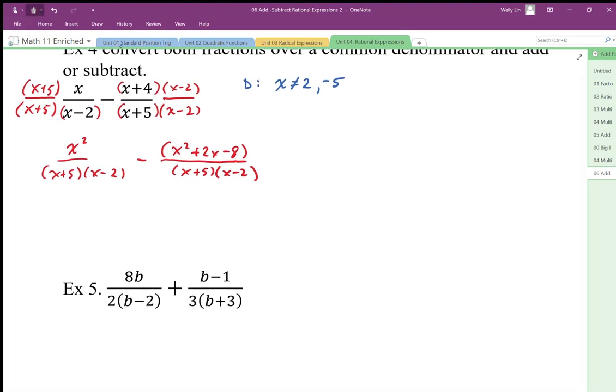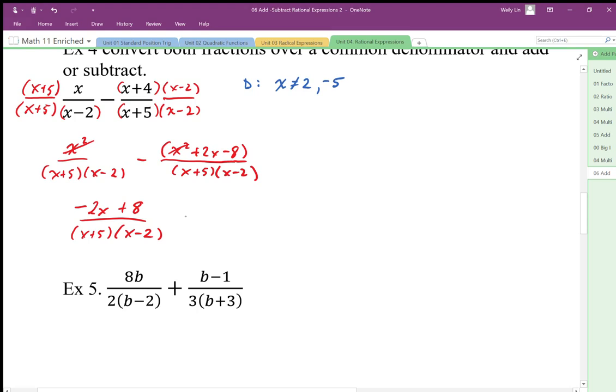So going back to the subtraction here, we have our common denominator. We can now add and subtract the numerator. Whenever we have a minus, you have to be extra careful because we're subtracting everything in here. So we're going to end up with x squared minus x squared, so those cancel out. And we end up with negative 2x minus minus, and plus 8. Okay, and that's all over the common denominator of x plus 5, x minus 2.